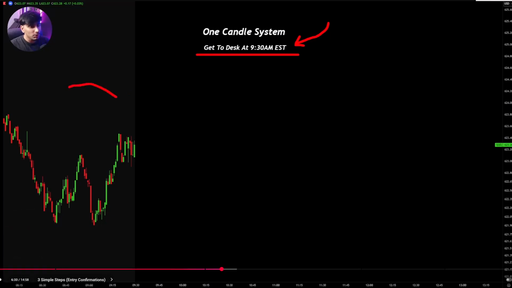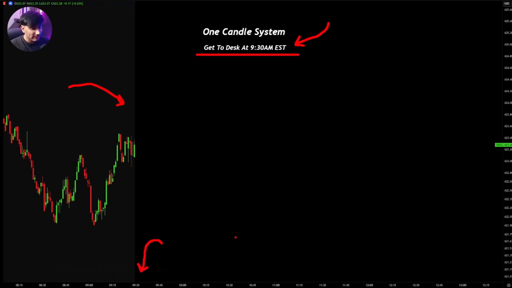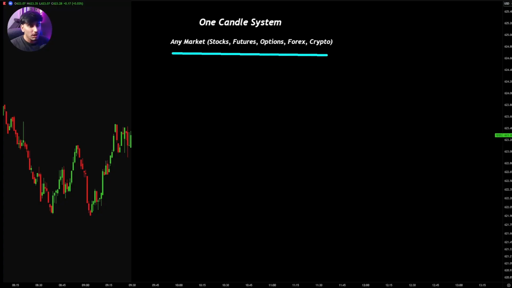We trade the New York Stock Exchange Open, which opens at 9:30 a.m. Eastern, and that's when I get to my desk to actually execute this system. And once again, it doesn't matter if you're trading stocks, options, futures, forex, or crypto. This system works with any market or instrument you're trading, but you have to make sure you're trading it at the right time, and this will be 9:30 a.m. Eastern, and we will only trade for the first 90 minutes of the day.